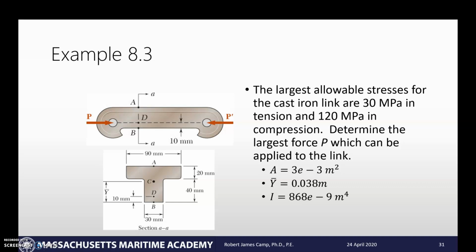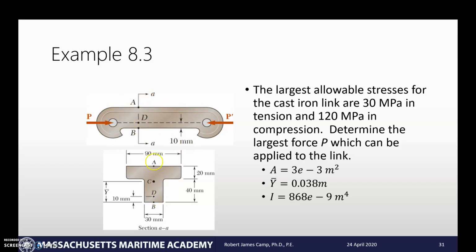The largest allowable stresses in the cast iron link are 30 megapascal in tension and 120 megapascal in compression. Determine the largest force P that can be applied to the link. I've given you a bunch of the properties already: the area, the location of the centroid, and the moment of inertia. So this is our weird little link here.